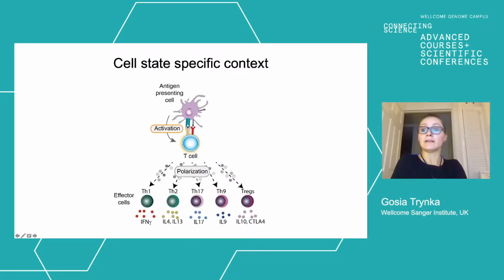And that brings me to the other point that I would like to make today, which is the importance not only of identifying the disease-critical cell types, but also identifying whether there are specific cellular contexts that are most relevant to the disease.